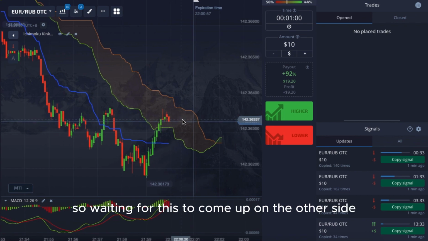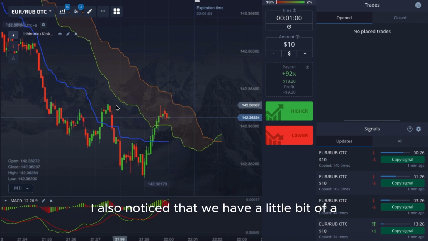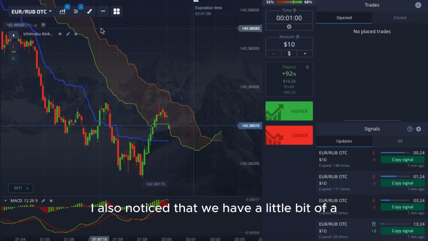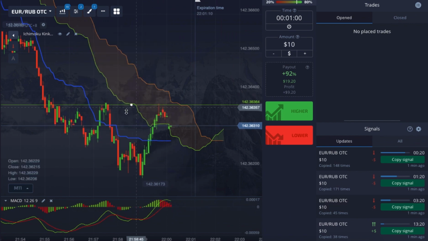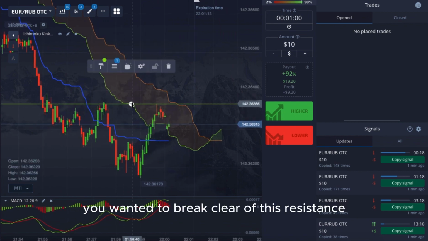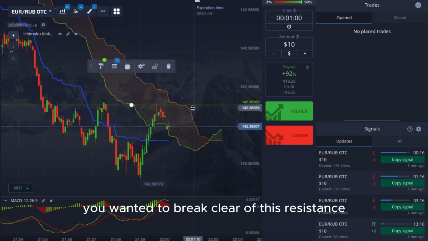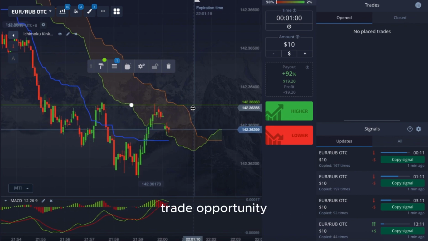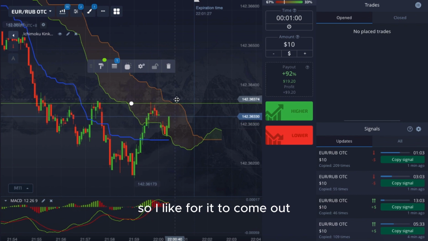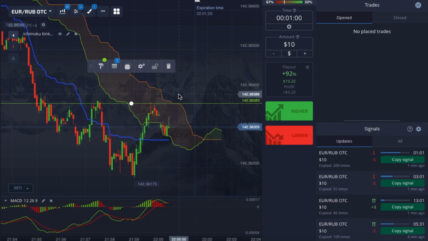So waiting for this to come out on the other side. I also noticed that we have a little bit of a horizontal resistance here, so I just wanted to discuss that. We want it to break clear of this resistance, and that would make it a better trade opportunity. So I'd like for it to come out and above this line.